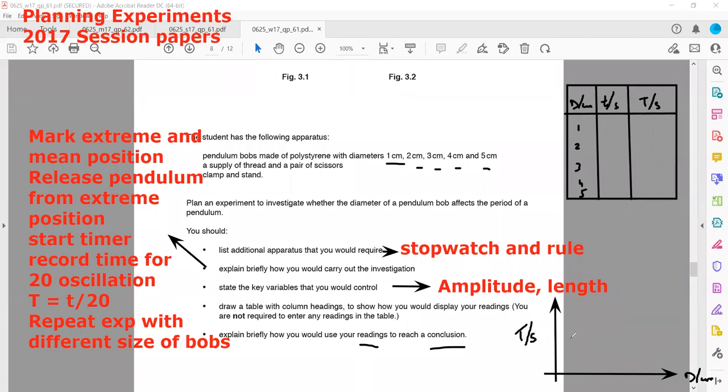We don't have to sketch this result. We just have to mention that we'll plot a graph for time period and diameter and check the relation between them. If it is a straight line passing through the origin, it means they are directly proportional. If the graph is curved and the product is constant, it means they are inversely proportional. But again, you don't have to sketch any graph. You just have to mention to plot a graph between diameter and time period and check the graph for the relation between the two quantities.